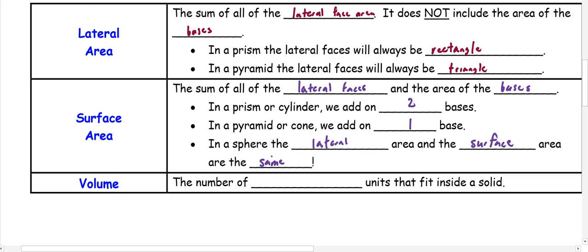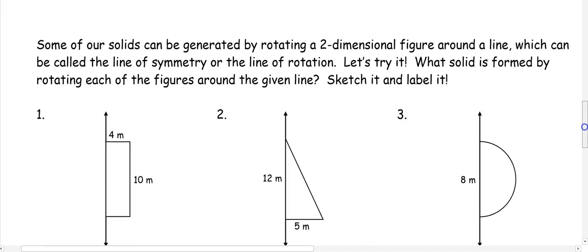And then the last thing is the volume, which is the number of cubic units that fit inside a solid. And it's cubic because we're multiplying three dimensions to get our volume.